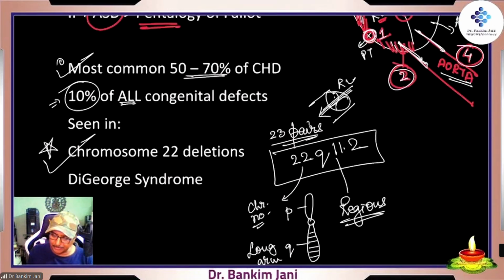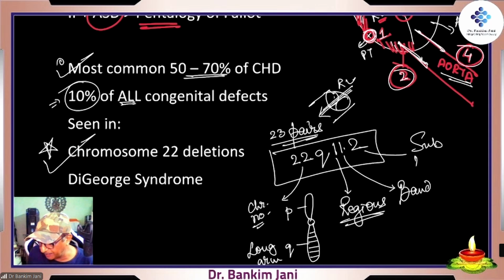So this particular one is region 1. Then this region is once again divided into bands. So this is the first band. And after the dot, whatever is mentioned is called the subband. In genetics, we'll be going into still more detail. But this much, if you say, then 22q11.2.